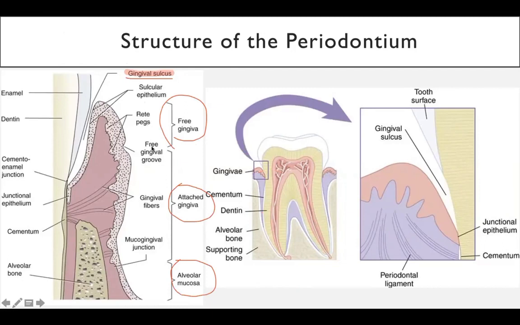And then free gingival groove, gingival fibers, mucogingival junction, where the alveolar mucosa and gingiva are attaching. This junction is known as the mucogingival junction. And this is alveolar bone, again cementum, the layer, and junctional epithelium. This junctional epithelium is between the cementum. This makes an angle between the gingival sulcus, sulcal epithelium, and cementum. This junction is also known as the cemento-enamel junction, and this is the junctional epithelium.